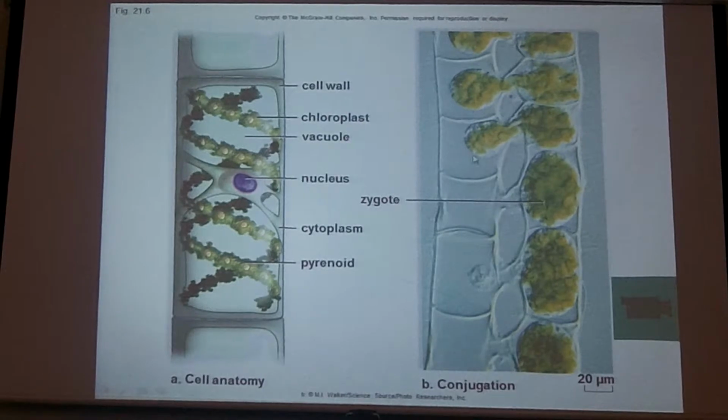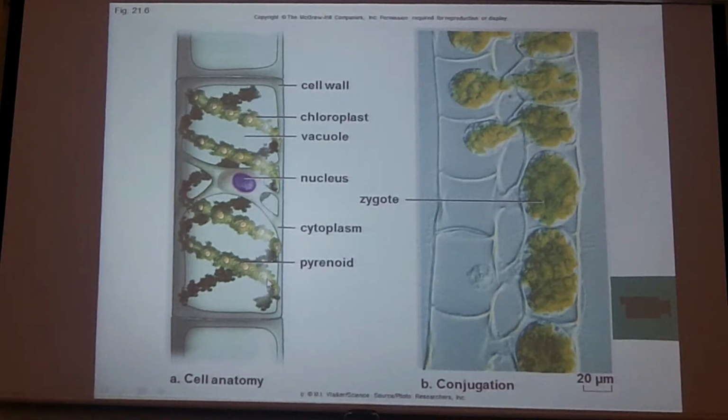Trading DNA and materials between cells. The chloroplasts are in a spiral form. See how it looks spiral there? That's why they call them Spyro Gyra. We're gonna be able to look at these under the microscope, by the way. I got a lot of these on order.